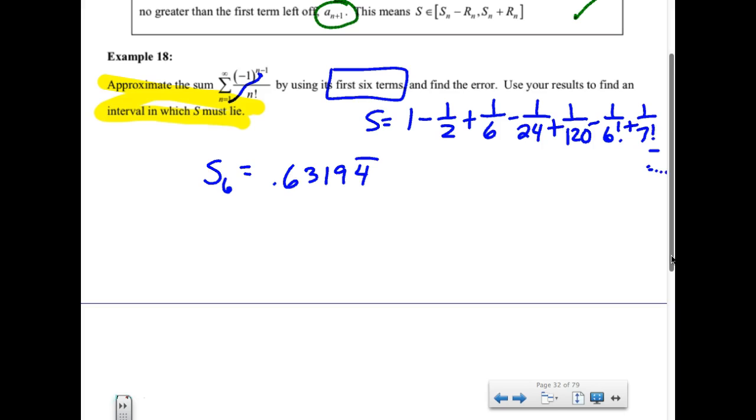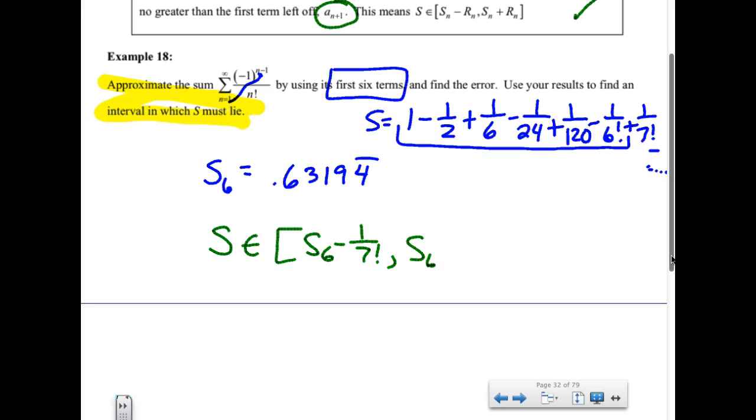All right, that S sub 6 is what this stuff adds up to. My first unused term is a bound for my error. Is my error going to be going up or down? Up, because that's plus. So although if you were to look in a textbook, it's going to say this: S has to live in S sub 6 minus 1 over 7 factorial, S sub 6 plus 1 over 7 factorial. And that's what you can put on a test.